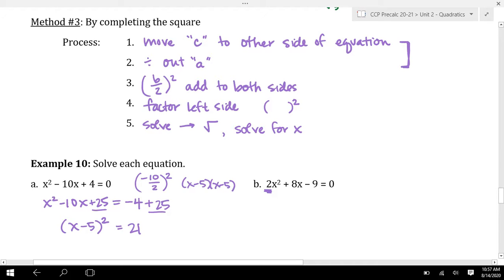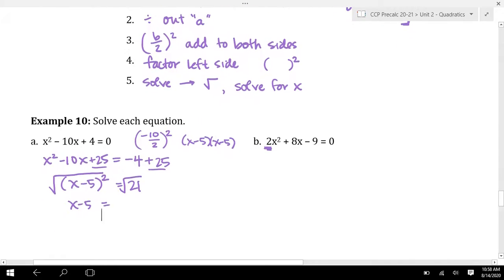So we'll square root both sides of our equation. The square root will cancel out our square. So x minus 5. Now, if 21 was something we could square root or we could simplify, then I would expect you to do that. I'm thinking that 21 is just 7 times 3, and I'm not going to be able to simplify that at all.